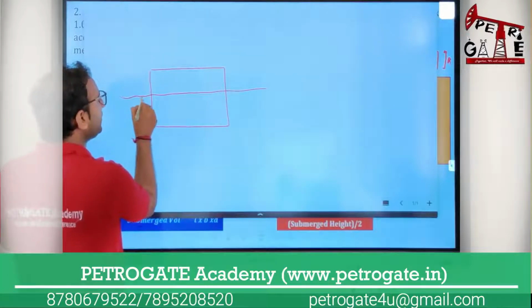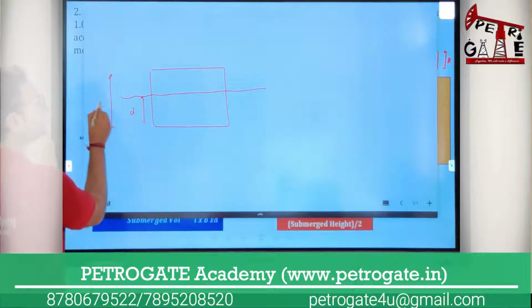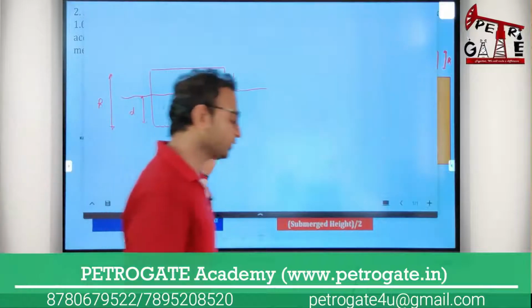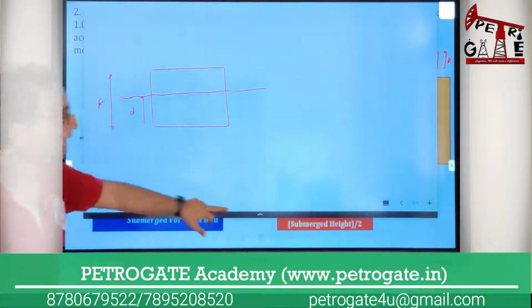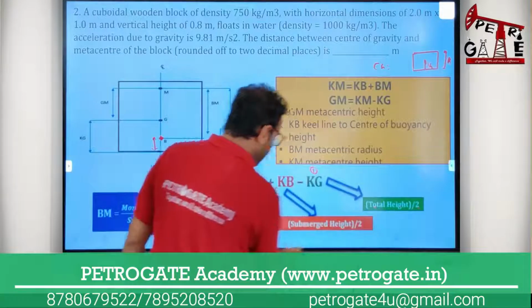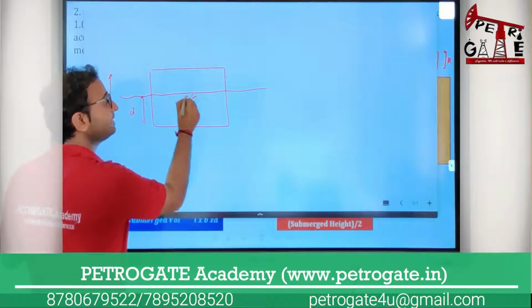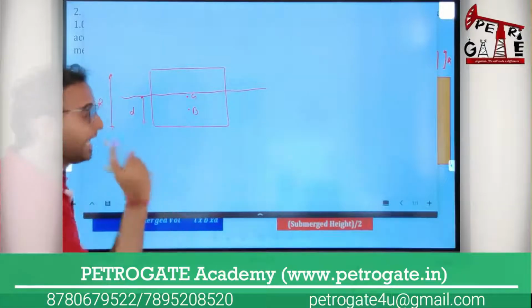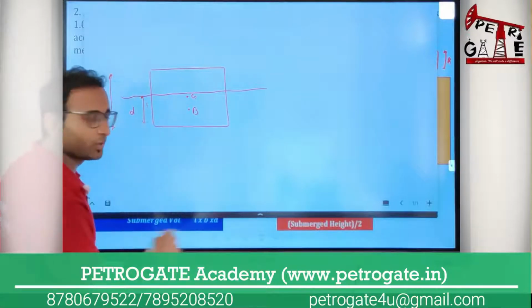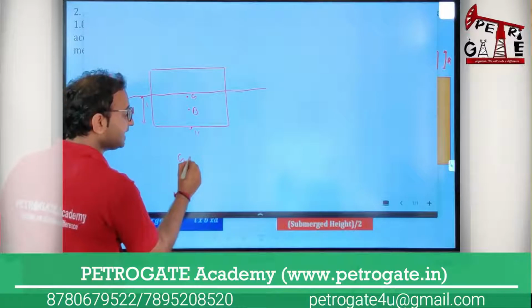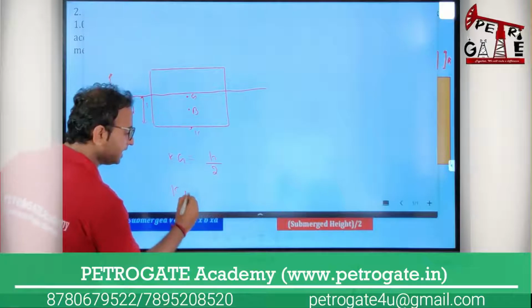This is the height of your immersion, the submerged height, D. And this is the total height of this particular object, either a ship or any object, the height is h, no problem. So for the center of gravity formula, I get KG equal to total height by 2. I want to calculate this B. The center of gravity is the middle point of the total object height, and the center of buoyancy is the middle point of this particular submerged height.